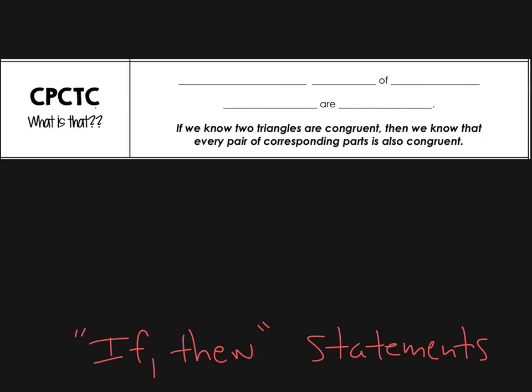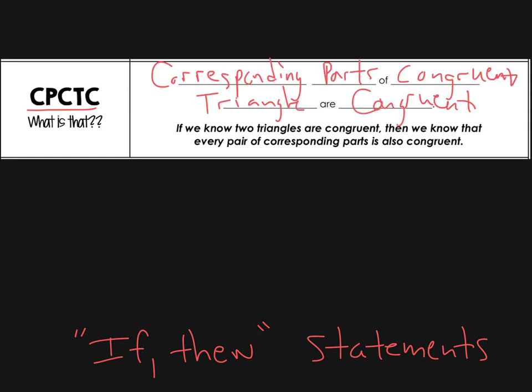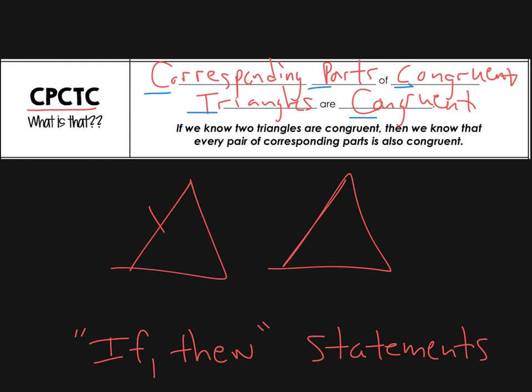Back to this CPCTC. All that does is correspond to a set of words. It's an acronym. And that acronym stands for corresponding parts of congruent triangles are congruent, right? So corresponding parts. If you had two triangles side by side, this top left side corresponds to that top left side, if these are indeed congruent triangles. If that's the truth, then the top rights should also be congruent. And if that's the truth, the base of each of these triangles should be congruent as well.